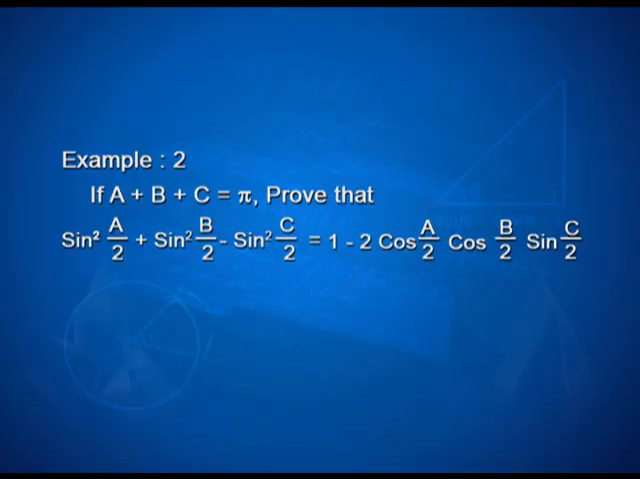Now, let us take up one more example. If A plus B plus C is equal to pi, prove that sin square A upon 2 plus sin square B upon 2 minus sin square C upon 2 is equal to 1 minus 2 cos A upon 2 cos B upon 2 into sin C upon 2.